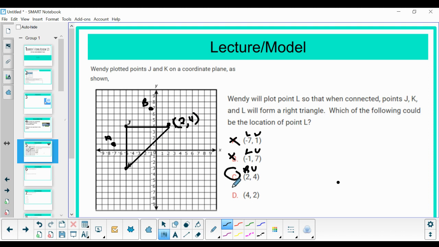Option D, 4, 2 would be 4 to the right and up 2. And that would also, again, not make a straight line. So again, just make sure that all options are used. So option C, 2, 4 would be it, because that would make a right triangle. All right, let's move on.